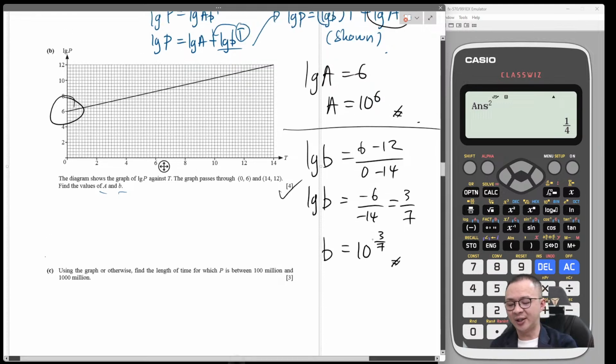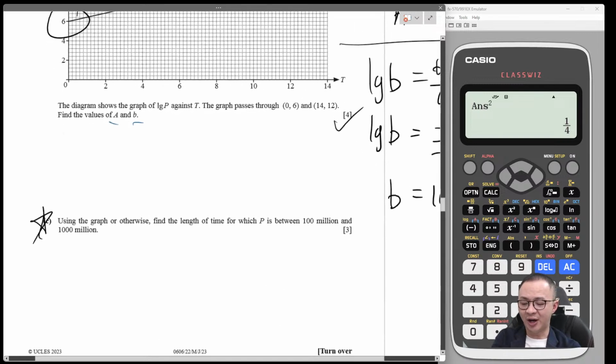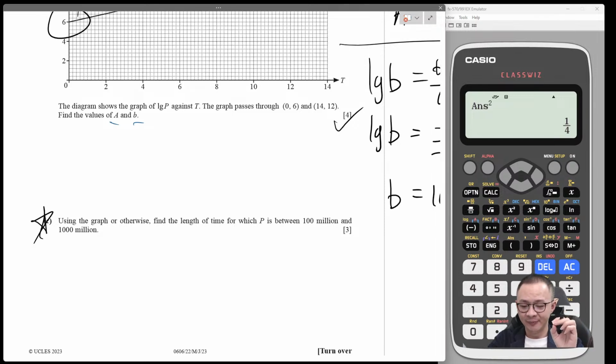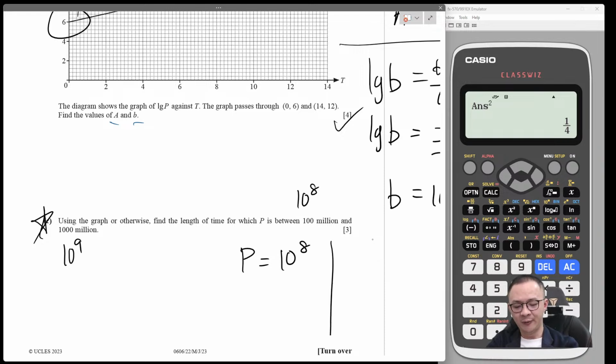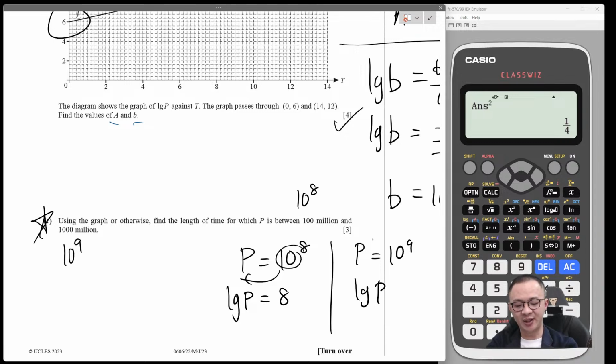And then this one is a little bit hard, but if you get it, still okay. By using the graph or otherwise, find the length of the time for which the P is between 10 million and 1000 million. So you need to know 10 million has how many zeros. I think 10 million is 10 to the power of 8, right? And 1000 million, because million is 10 to the power of 6, so 1000 million should be 3 plus 6, so it should be 9. So if P equals 10 to the power of 8, or P equals 10 to the power of 9, we know the log rule, right? So we move the 10 to the other side, become log P equals 8, and this one is log P equals 9.